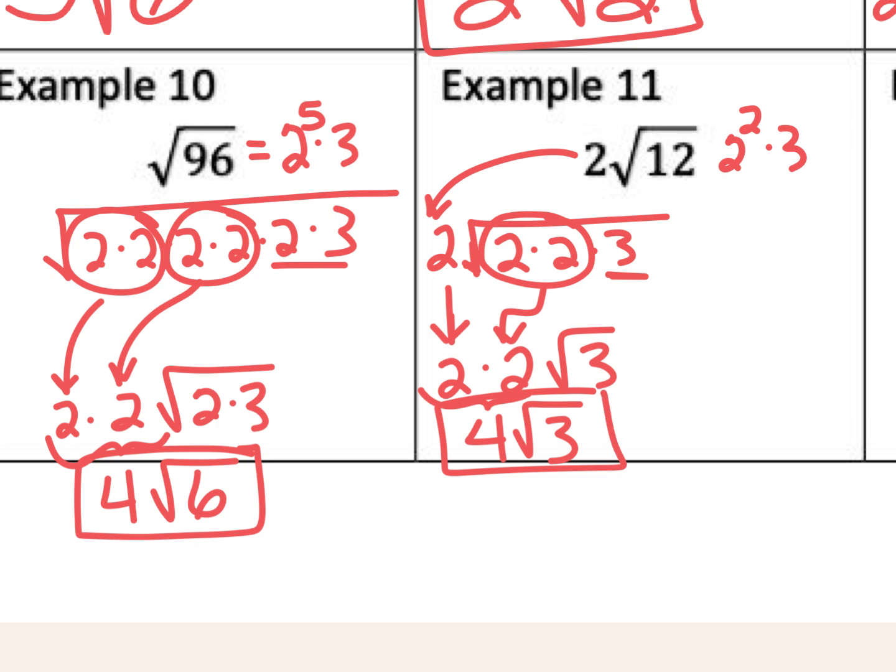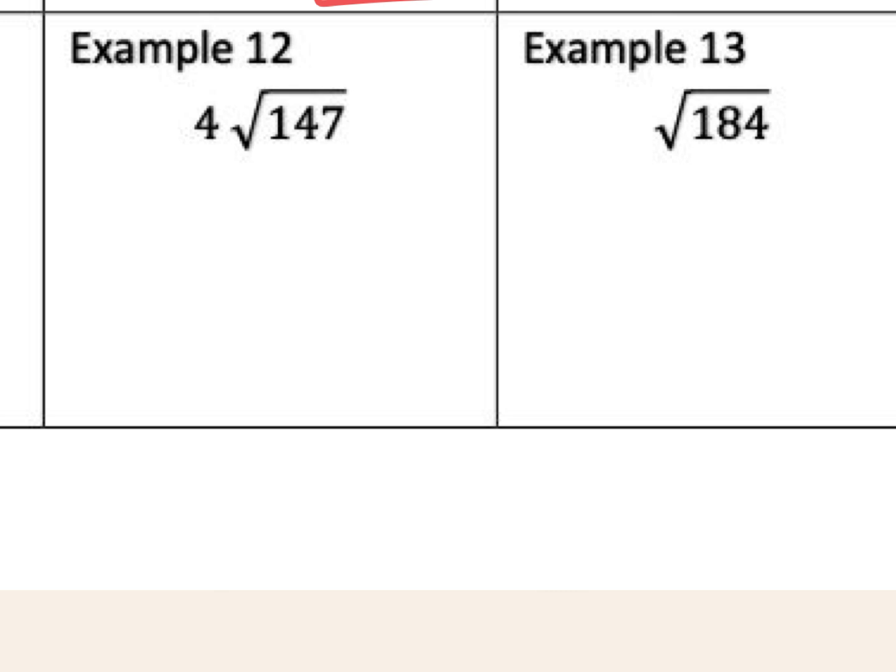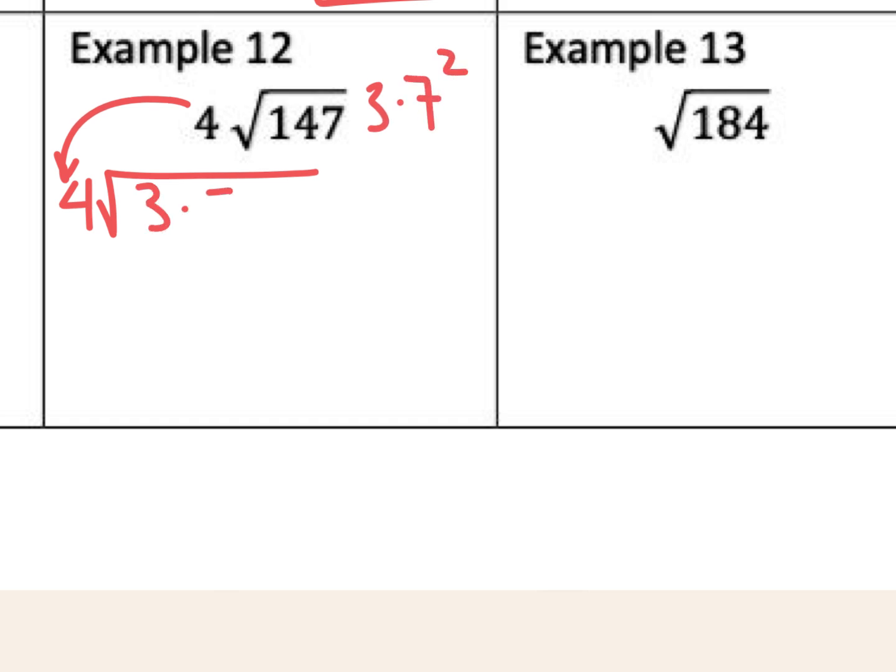So if you have a number outside already, it's just going to stay there. And you're going to multiply by whatever you end up pulling out. 4 is going to stay outside on this one. This is 3 times 7 to the power of 2. So 3 times 7 times 7.